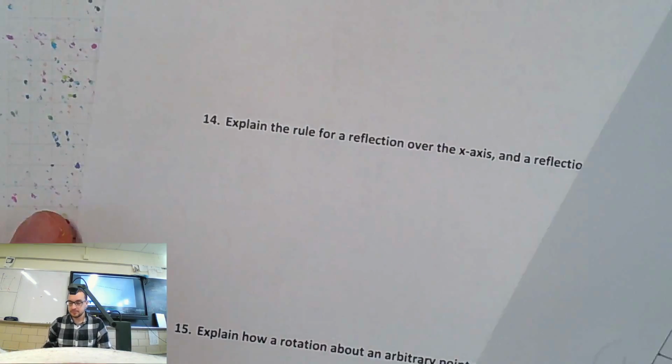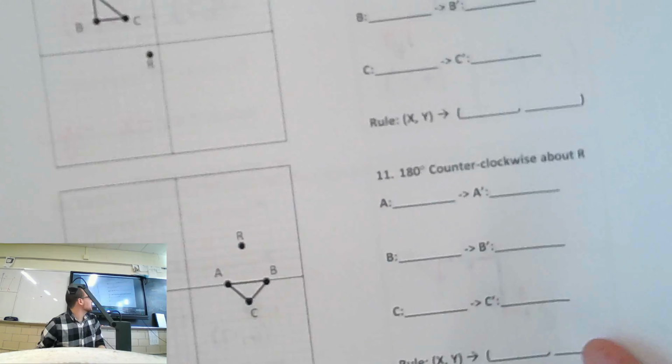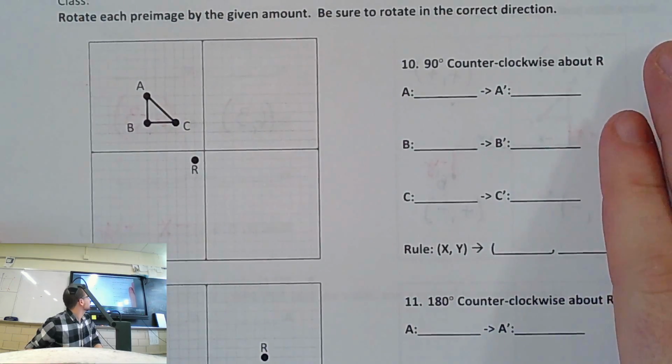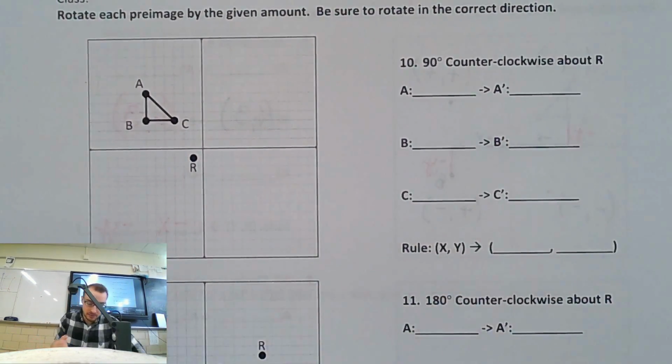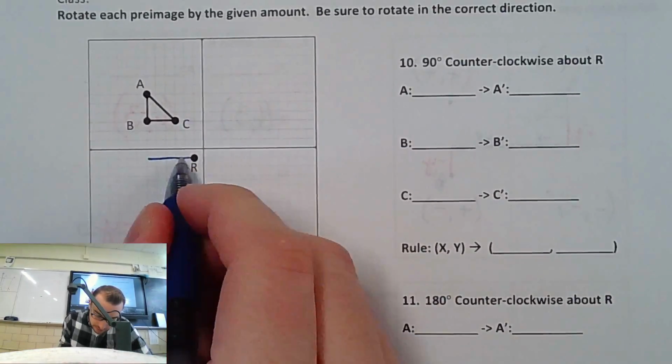Turning the page. Rotation about an arbitrary point. Same thing, we're just moving the point. We talked about how to come up with this rule last week. We're going to review that today. That is going to be part of your quiz. So, from R, let's go to B. To the right.